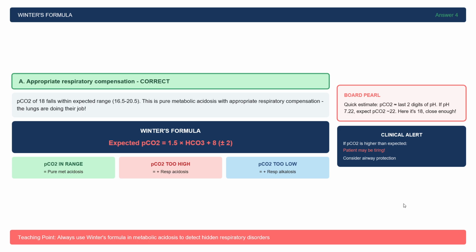And here is an important clinical warning. If a patient with metabolic acidosis has a PCO2 that is higher than expected, it may mean the patient is tiring and can no longer compensate adequately. That's a red flag and may signal the need to evaluate airway protection or consider ventilatory support. So, the big takeaway is simple: always apply Winter's formula in metabolic acidosis. It's one of the easiest ways to uncover hidden respiratory problems.